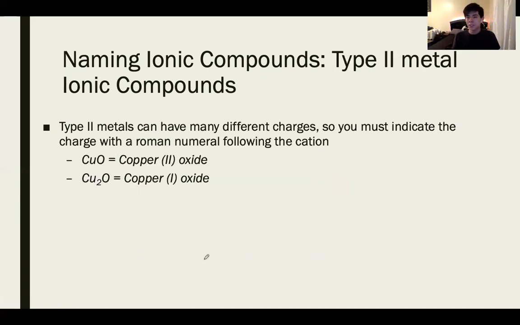Things get a little tricky when you are dealing with type 2 metals. So type 2 metals can have many different charges, like I said earlier. So you must indicate the charge with a Roman numeral following the cation. So it should be right here. In this case, copper is the cation in both cases. So the Roman numeral has to be immediately after that. It's important to see that in these compounds right here, we know that oxygen, based off of the rules that we established earlier, has a -2 charge. Same thing with this compound here.